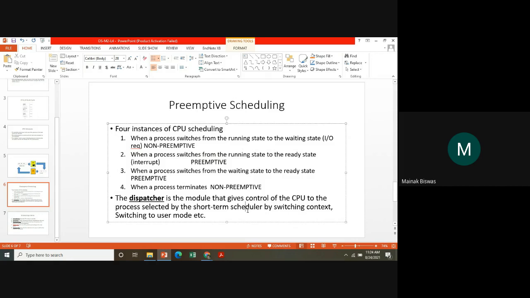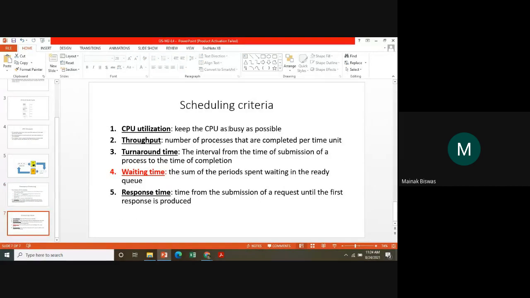So basically, it restores all the values where the earlier process left the job, and it gives the control of the CPU to the process selected by the short-term scheduler. This is called switching context. We are switching context from one process to another, and this job is done by the dispatcher. So I told you that process context switching is not very easy, so we have a separate operating system module called the dispatcher.